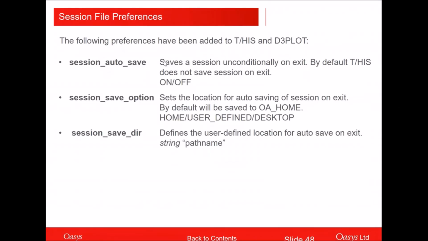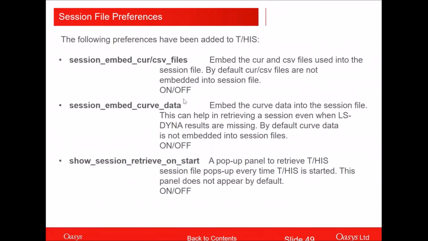So when you save, you have the auto save, and you can set this in D3PLOT and THIS. This means that automatically, whenever you quit out of D3PLOT and THIS, it will save. You can change it from being the OA home to some other home area, so user-defined or your desktop. For THIS, those two embedding defaults can be set to be on instead of off by default. Likewise, when you open up THIS to begin with, you're not prompted to open a session, but you can set THIS up to prompt you to open a session.